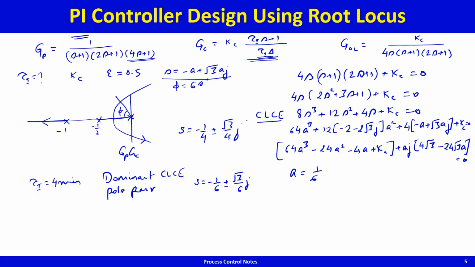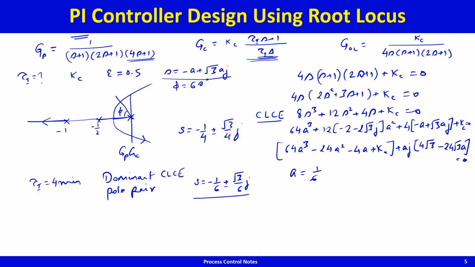What this means is for the same damping coefficient, when you are using a PI controller, the dominant pole for the same degree of oscillatoriness is more towards the right half plane. More towards the right half plane means the transients are slower. So a PI controller with a damping coefficient equal to 0.5 will give a slower response compared to a P controller.